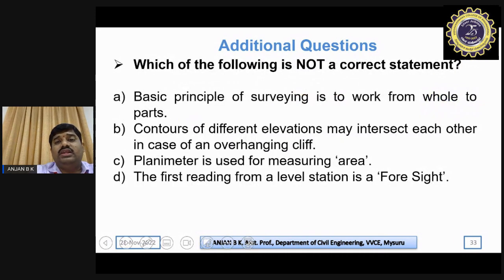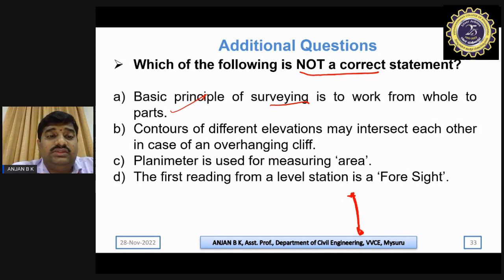Which of the following is not correct statement? First statement, basic principle of surveying is to work from whole to part. This is correct. Contours of different elevations may be intersected each other in case of an overhanging cliff. Yes, of course. When you have a cliff, that means sudden fall, so the top and the bottom will have different elevations. That is where only contours can intersect, otherwise nowhere else. So this is also correct.